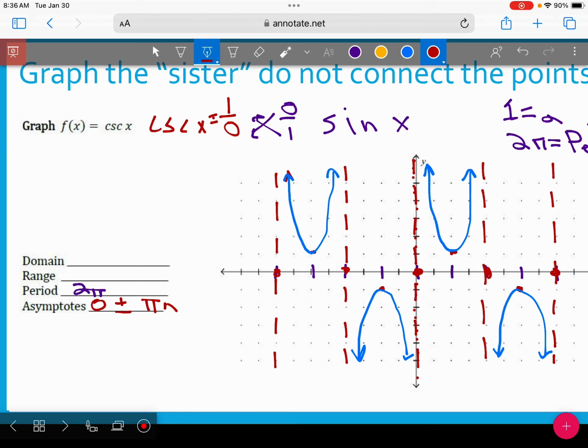So now our domain. Remember, the first thing we write is that it's going to equal all real numbers. It's kind of one of those statements. It's everything but. Here it's all real numbers, but where there's an asymptote, and that's where x equals 0 plus or minus pi n.